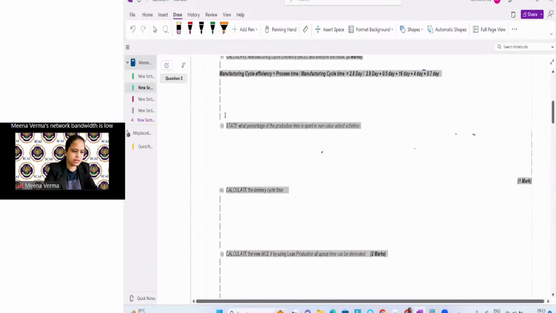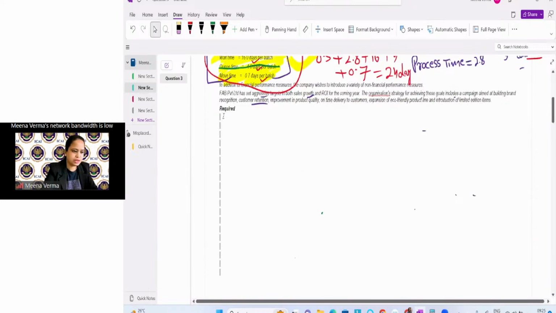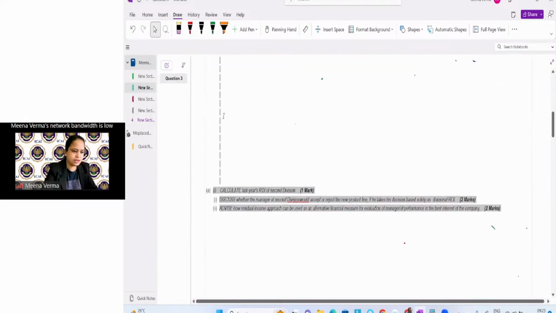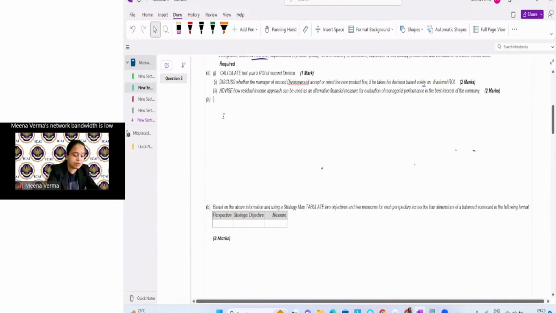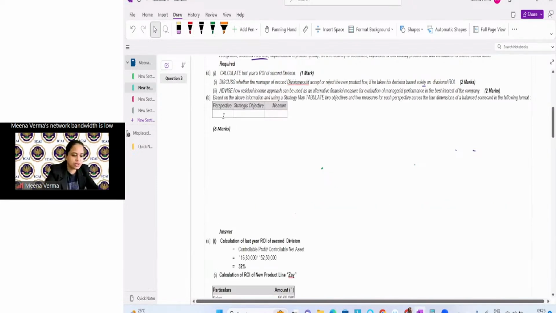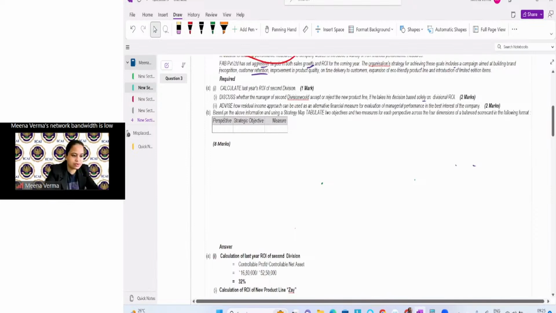Let's see the remaining portion of the question. We have discussed all these things already. Now let's consider return on investment. They're asking you to calculate the return on investment. So what is the question? They're asking you to find out return on investment.